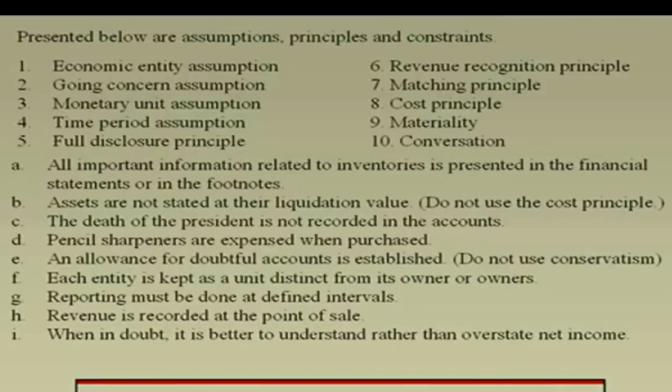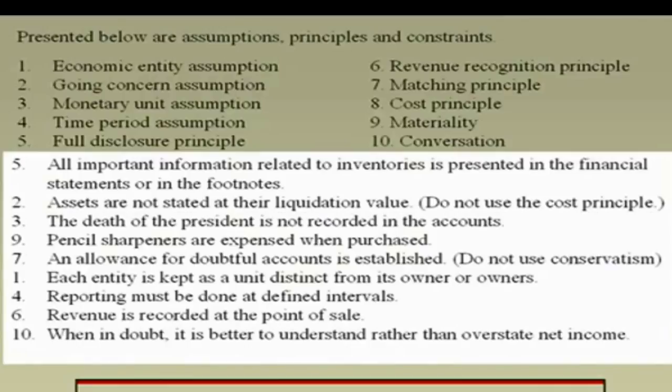Are you done? Well, here are the answers. The first one we discussed, it's full disclosure. Assets are not stated at their liquidation value. They're applying the going concern, which is number 2. The death of the president is not recorded in the accounts. What are they following? The monetary unit assumption, which is number 3. Pencil sharpeners are expensed when purchased. What are they following? Number 9, materiality concept. An allowance for doubtful accounts is established. What are they following? Number 7, matching principle.